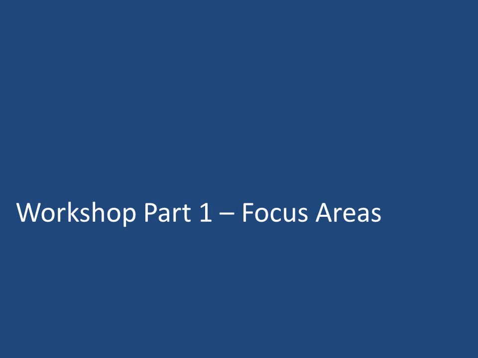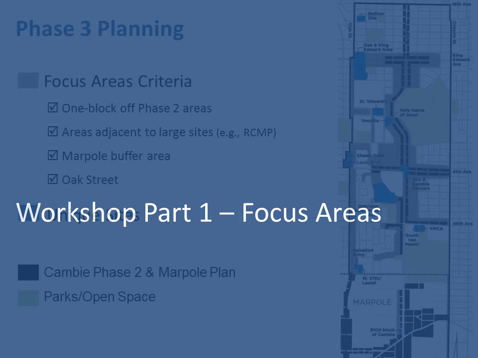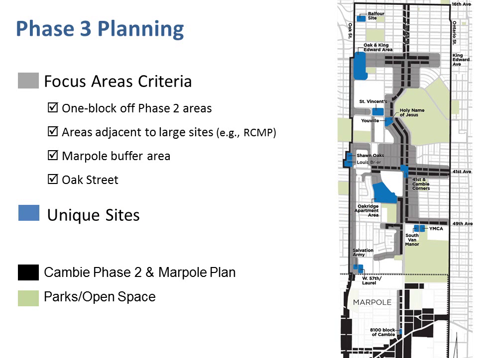We are now going to get started in the first part of the workshop, looking at the proposed focus areas. We worked through a number of criteria for the overall corridor and feel we are fairly close in defining a focus area for discussing potential change. The focus areas are shown in gray on the map to the right. Unique sites are shown in blue and will be discussed later in the presentation.